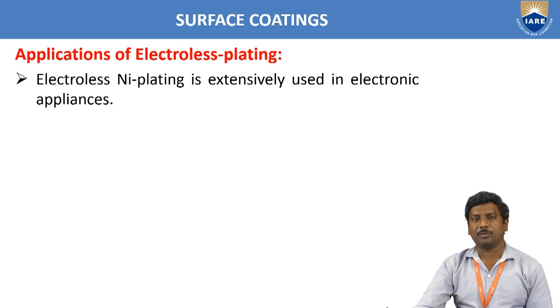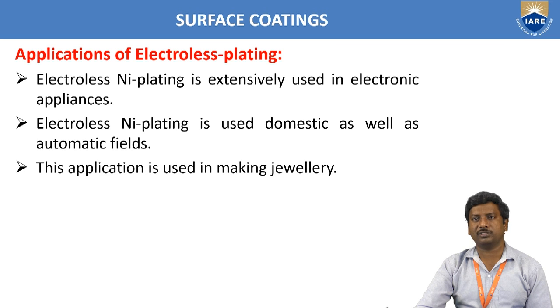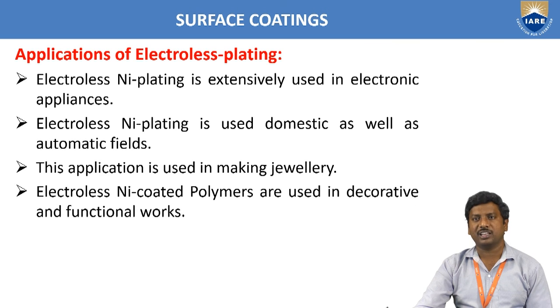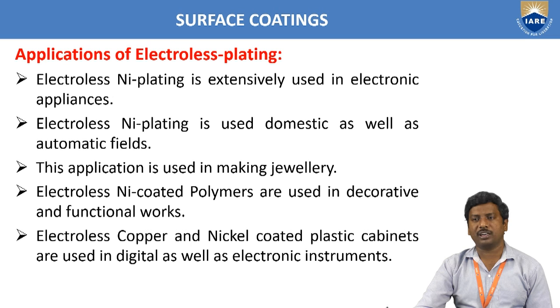Now we see the applications of electroless plating. Electroless nickel plating is extensively used in electronic appliances, and in domestic as well as automobile fields. It is also used in making jewelry items. Electroless nickel coated polymers are used in decorative and functional works. Electroless copper and nickel coated plastic cabinets are used in digital as well as electronic instruments.